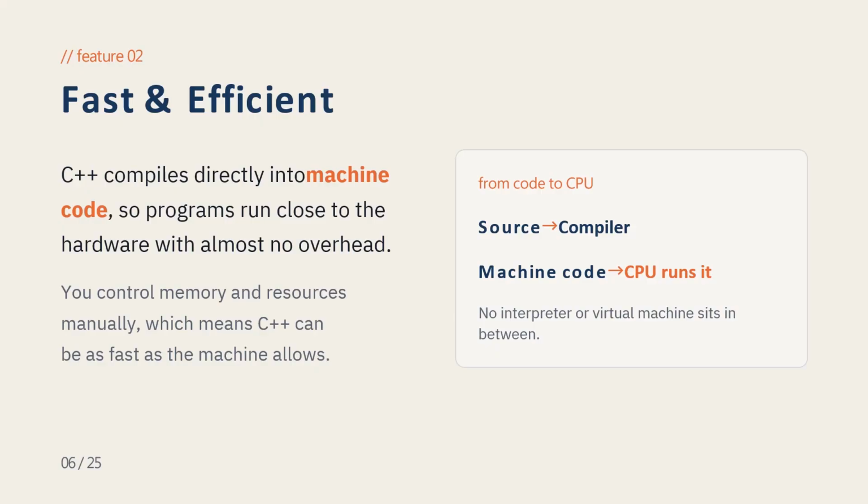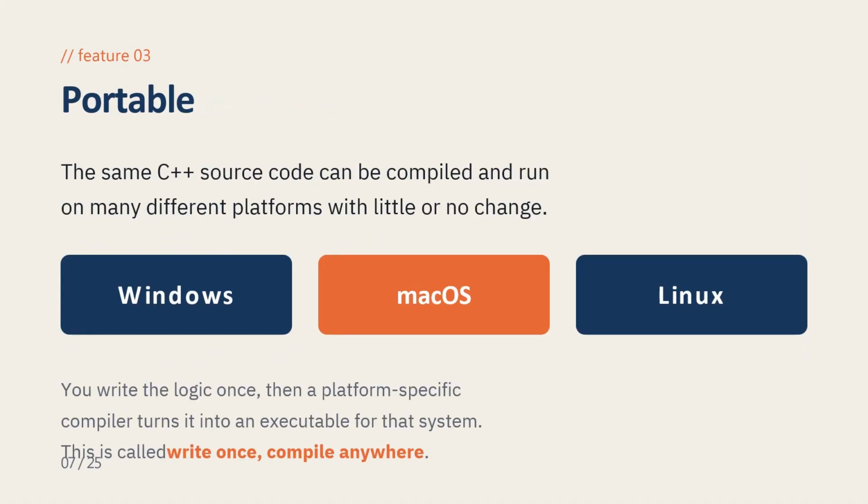C++ programs are compiled directly into machine code. Since there is no interpreter between the program and processor, execution is extremely fast. This makes C++ suitable for applications where speed and efficiency are important. Next comes the portability. This means the same source code can be compiled on different operating systems such as Windows, Linux, and Mac OS with very little modification.